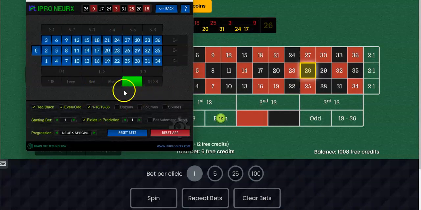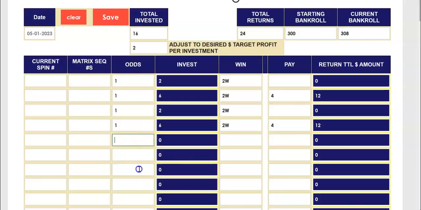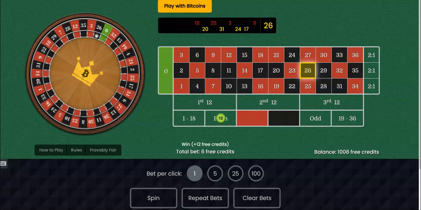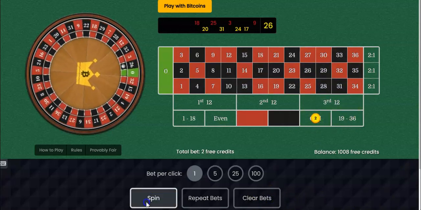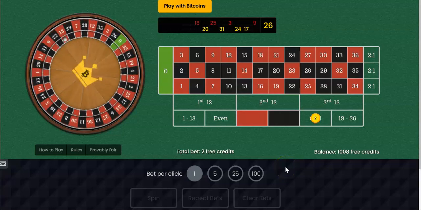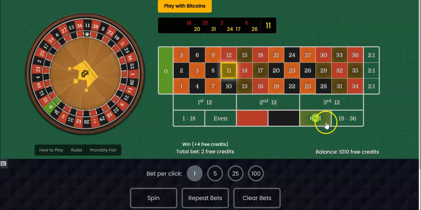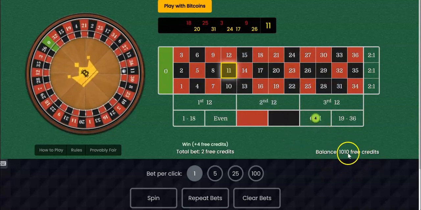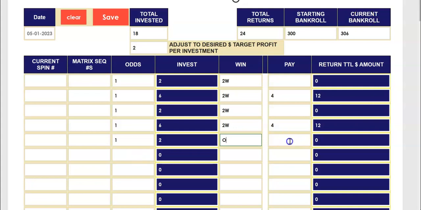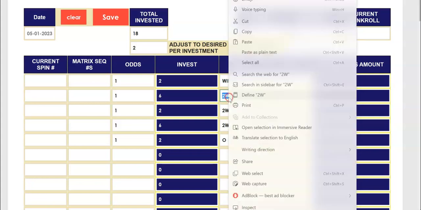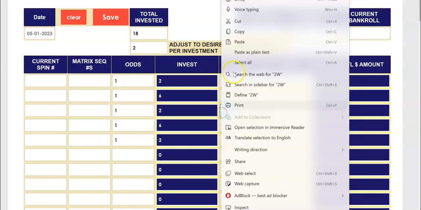Now it says odds. Okay. I'm going to put in 1 and odds. 2-1 odds. Look at this. Look at my bankroll. I have made every single spin a win. 1, 2, 3, 4, 5 spins. Got all my money back, and I asked for $2 a spin. I have turned every single spin into a win. Okay. Every single spin was turned into a win. Okay, every one.